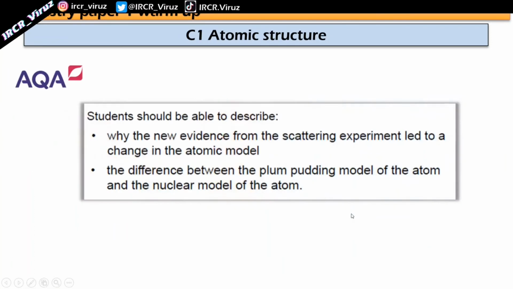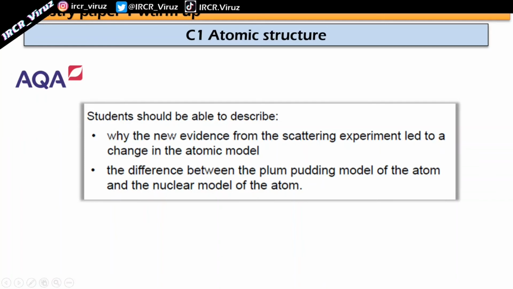Okay, right. So a student should be able to describe why the new evidence from the scattering experiment led to the change of the atomic model, and the difference between the plum pudding model and the nuclear model of the atom. You might be given diagrams of both, and you are basically doing spot the difference. One has a nucleus, the other doesn't. One has protons, the other doesn't, and one of them has shells, the other has electrons embedded into it. It's easy marks.